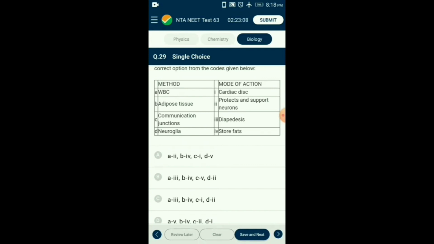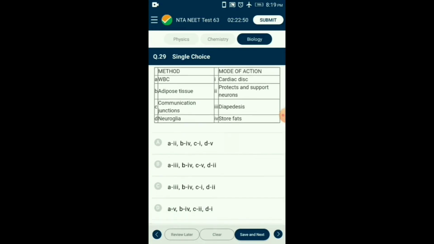Communicating junctions are channels that allow passage of small molecules and ions between two cells. Such junctions support synchronized contraction of cardiac tissue. Neuroglia are cells that support and protect neurons. So the correct option is option C. Option C is correctly matching.